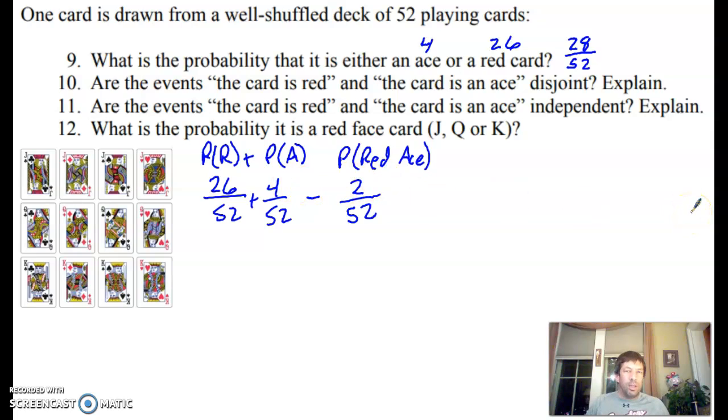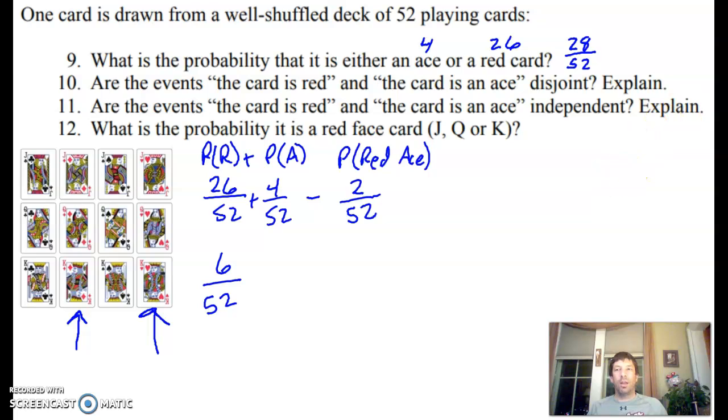And then let's look at number 12. What is the probability it is a red face card? So a face card is a jack, queen, king. They're over here. And so we can see the red face cards are in this column and this column. So we have 6 red face cards out of 52 total cards. So our probability would be 6 out of 52.